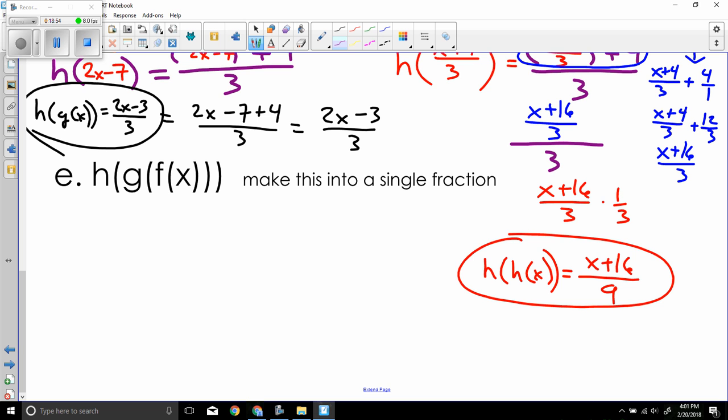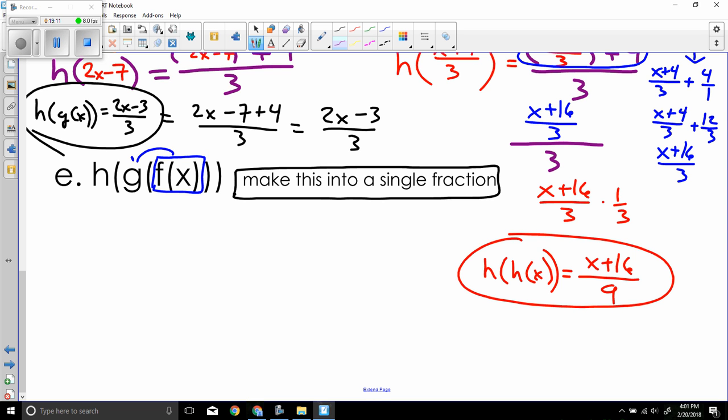Okay, last one here, and then we're going to call it a day. It says that I have to make it into a single fraction, but we're not going to worry about this part of the directions quite yet. We'll worry about that first thing. Here, the first thing it wants me to do is take f of x and plug it into g. Okay, f of x was, what was that value?